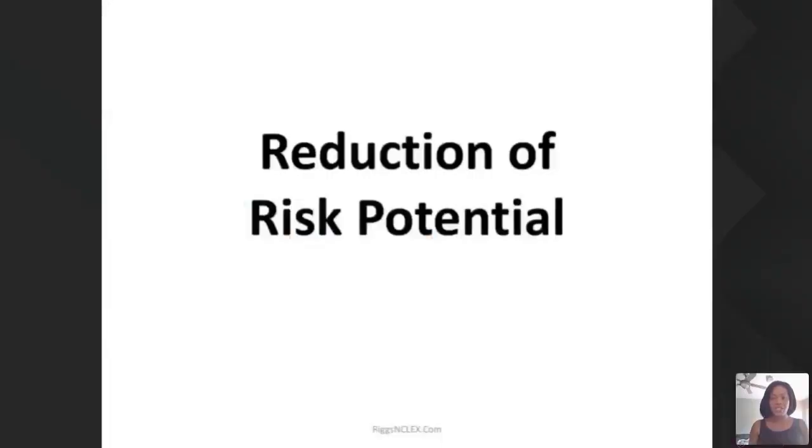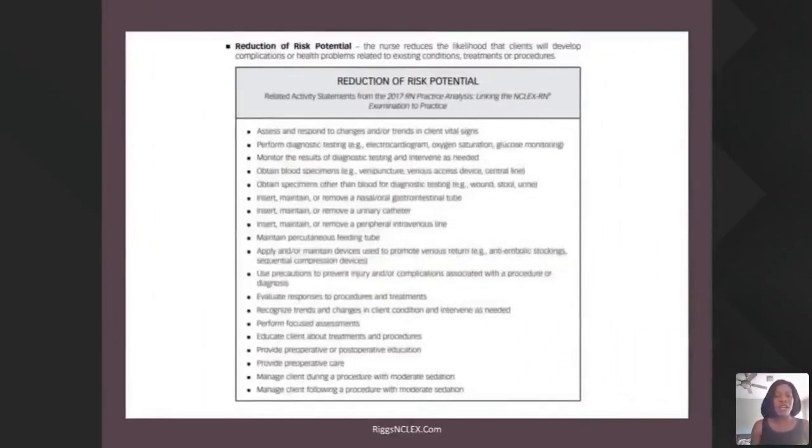Reduction of risk potential. This section is definitely a section that is neglected. I don't think this is covered, or I don't know any program where this is covered by itself. It's usually embedded in other material. So, for example, insertion of different tubes, a lot of your diagnostic tests with the MRIs, with radioisotope use.